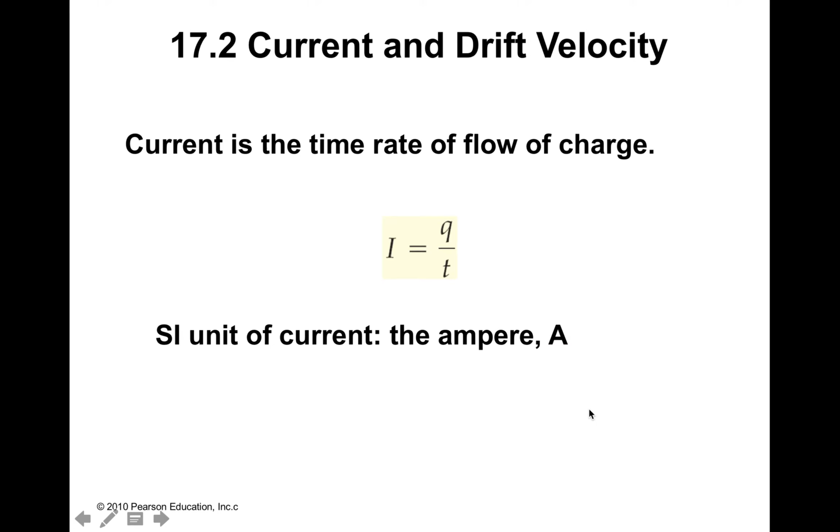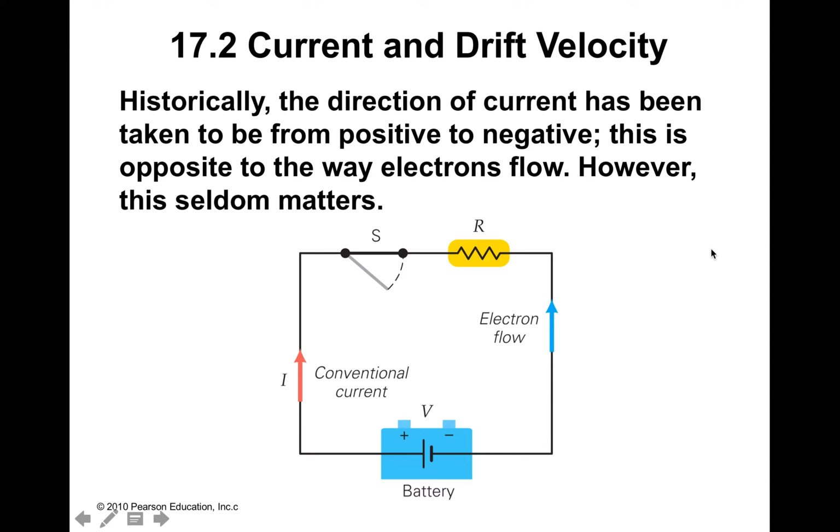All right. Now, current is the time rate of flow of charge. So the current I equals Q over T. Historically, the direction of the current has been taken from the positive to the negative. This is opposite the way the electrons flow. However, this seldom matters. So the actual electrons are flowing this way, and conventional current says it's going that way.